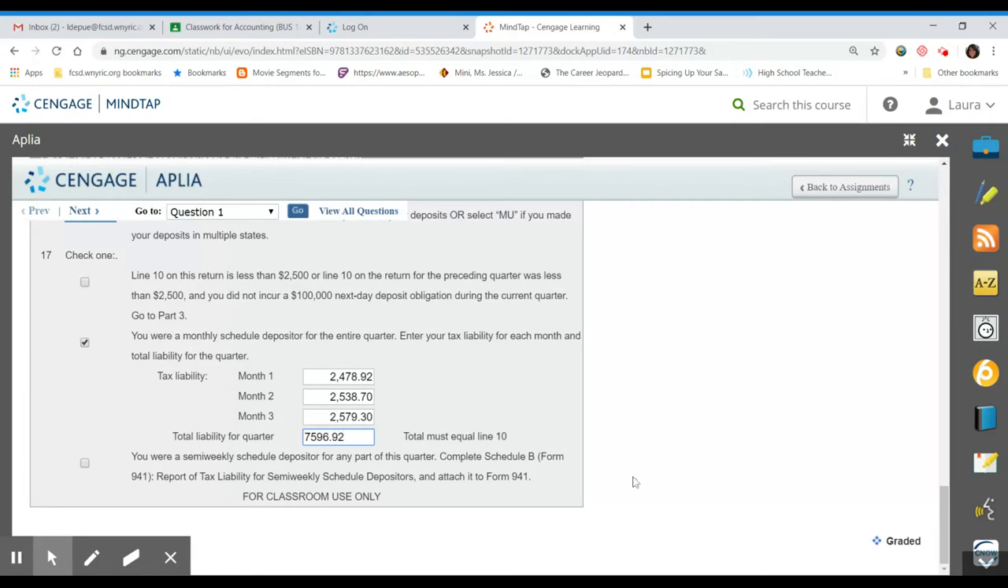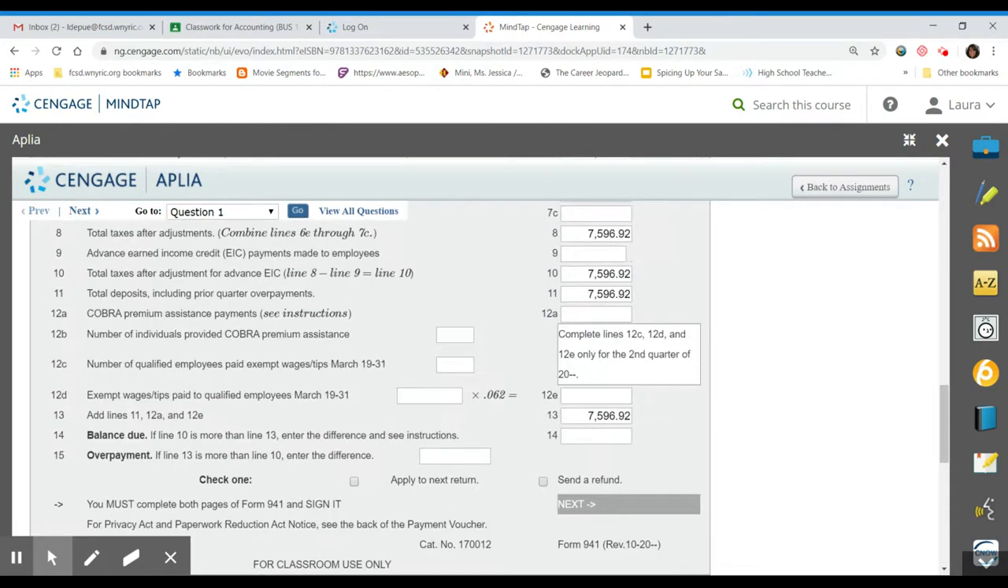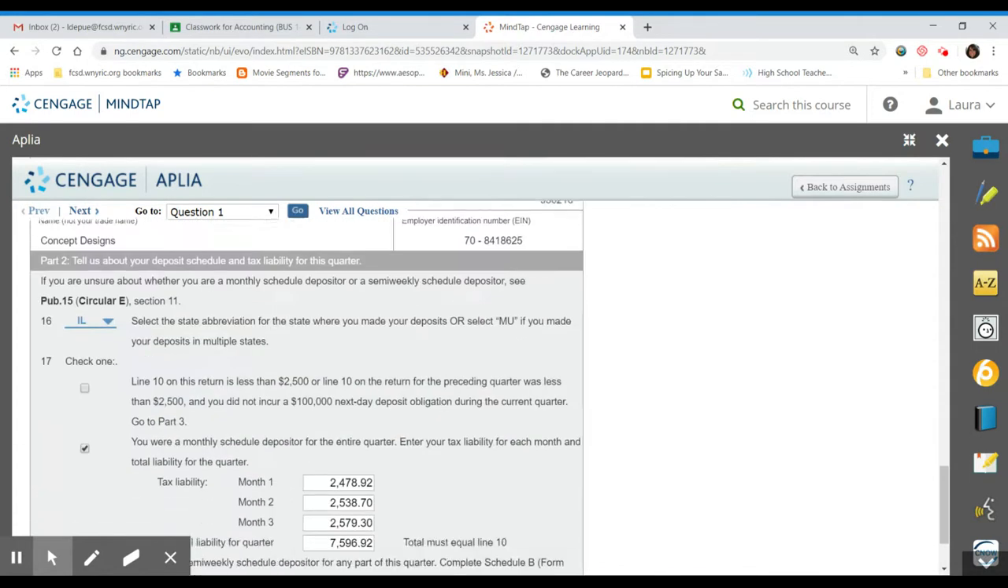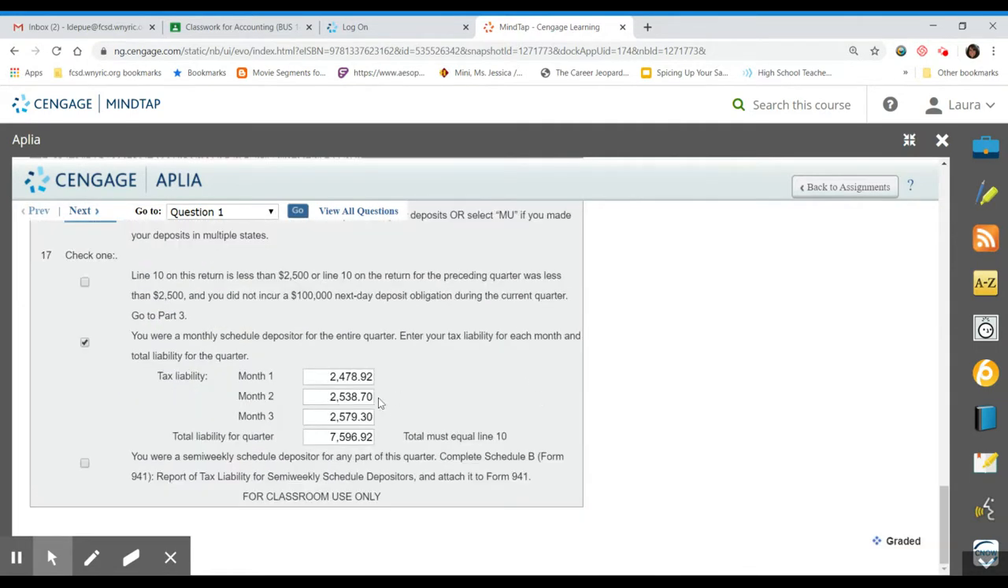7596.92. That number should look familiar because it says total must equal line 10. So if these 3 numbers here added together, 7596.92, match line 10, then you know you did that math correctly. But double check to make sure where these numbers are coming from so you know how to do this part of the problem.